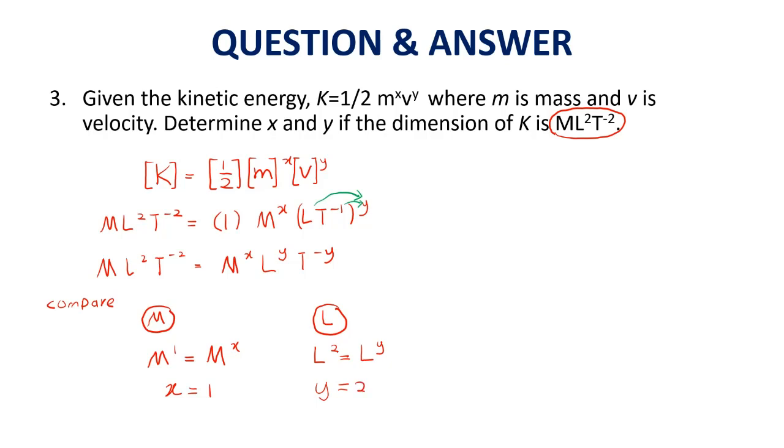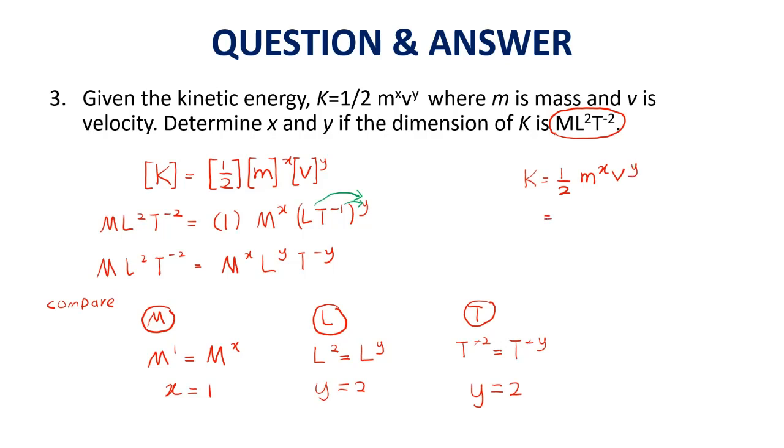So since we have two unknown, kita ada dua je unknown, X dengan Y. So memadailah kita compare M dengan L only. Tapi kalau kita nak check, kita boleh juga comparekan simbol T kita. Left hand side T, T kuasa negative 2. And then right hand side T kuasa negative Y. So we cancel out. So kita dapat juga Y equal to 2. So sama je lah. So therefore the equation, so asalnya K equal to half M to the power of X V to the power of Y.